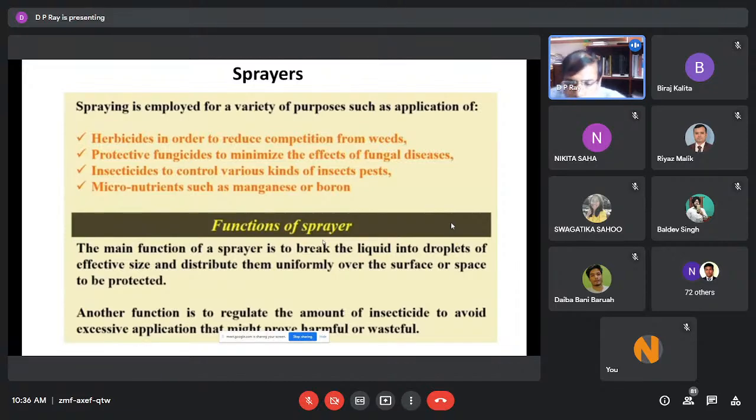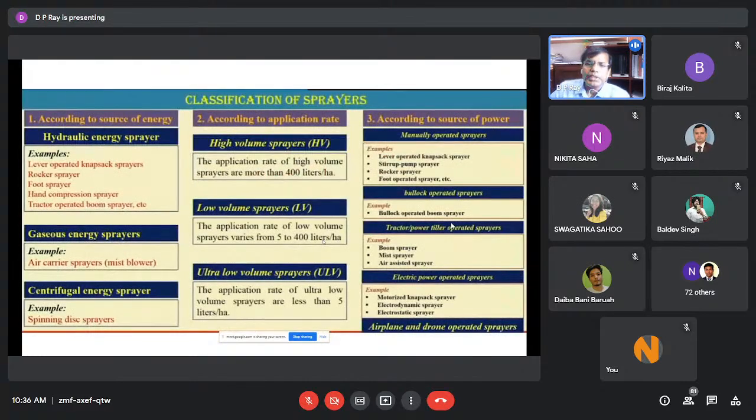Another function is to regulate the amount of insecticide, that means how much should be there, not an excessive amount, to avoid excessive application that might prove harmful or wasteful. So there are different kinds of sprayers. According to the source of energy, or the source of power, they can be hydraulic energy sprayer, gaseous energy sprayer, and centrifugal energy sprayer.